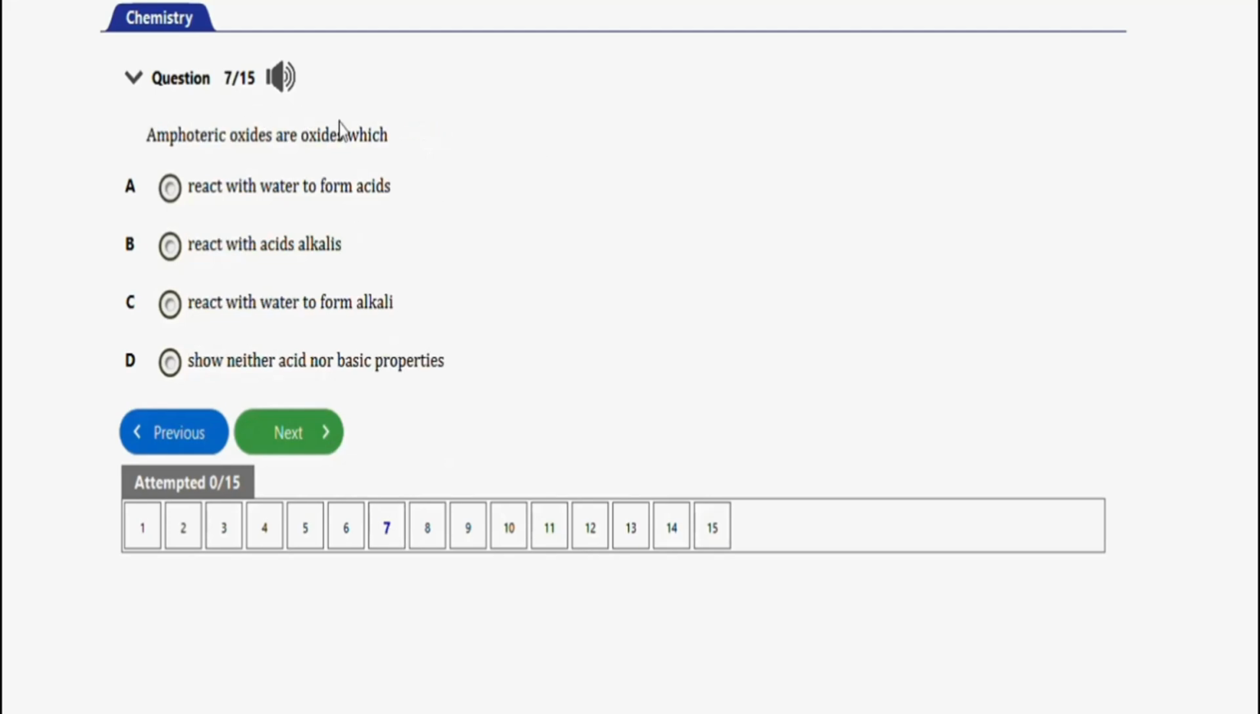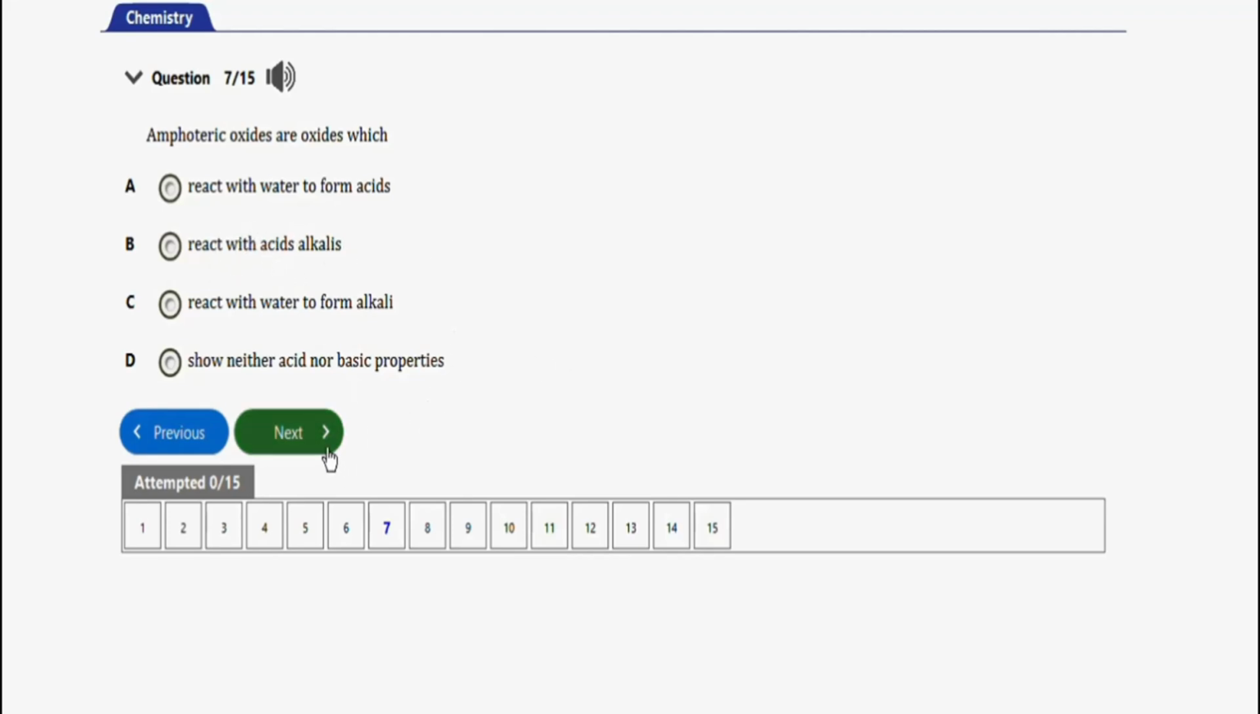The next repeated question says, amphoteric oxides are oxides which react with water to form acid. No. Reacts with acid and alkalis. Reacts with water to form alkali. No. Show neither acid nor basic properties. No. So it's not neither, it has to show. The closest answer to this question is option B, reacts with acid and alkali. We have that they react with both acid and base to form salt and water only. Right option is option B.